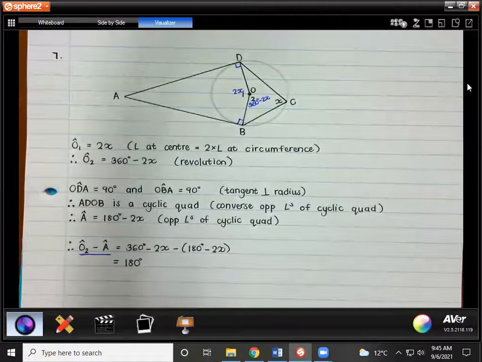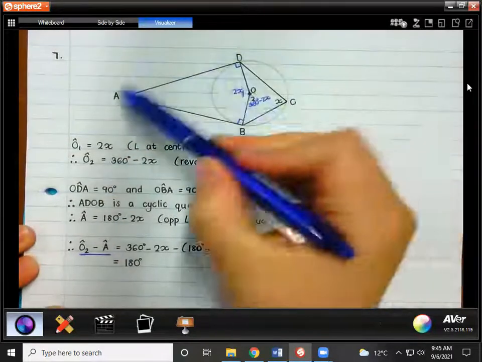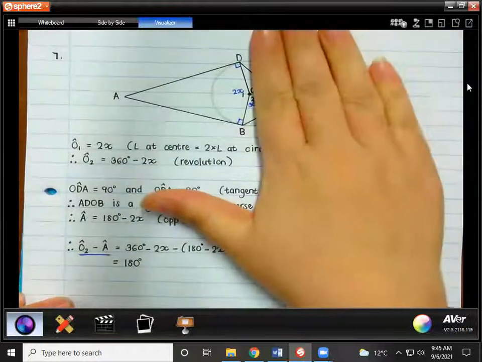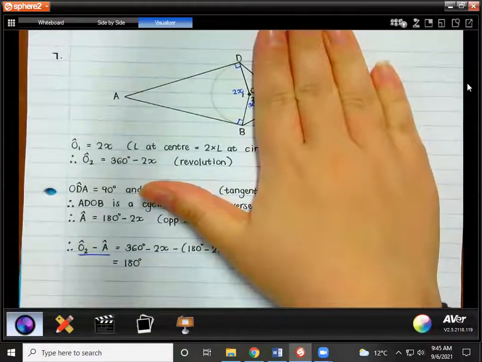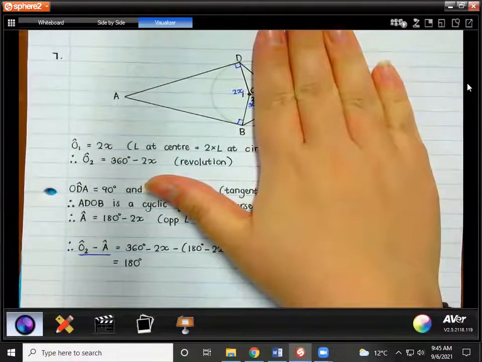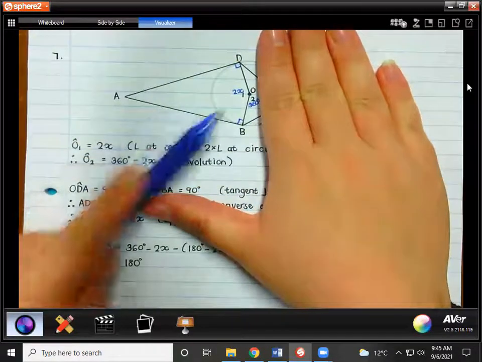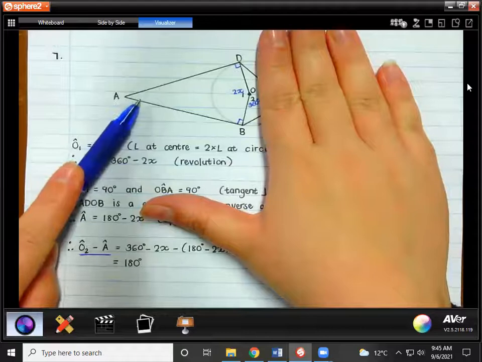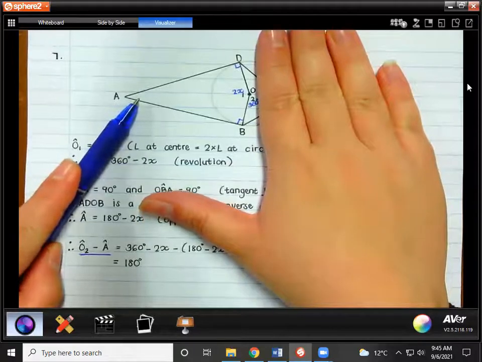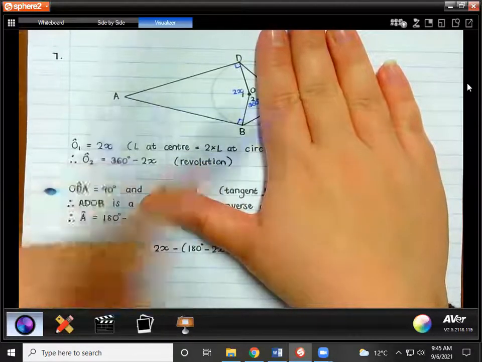Now, I'm sure there would have been other ways of finding A, but what I did was I said, what if this shape is a cyclic quad? Just hold on, Jasper, let me do my explanation. If this shape is a cyclic quad and that one is 2x, then that one is going to be 180 minus 2x, because of opposite angles of a cyclic quad.